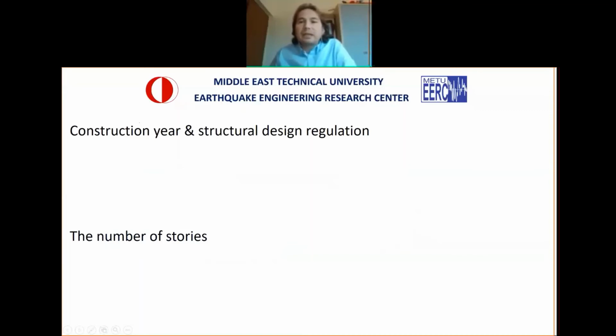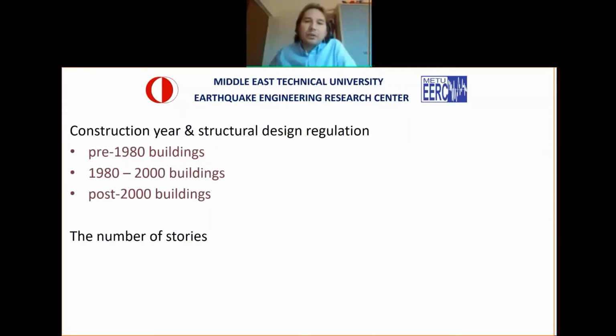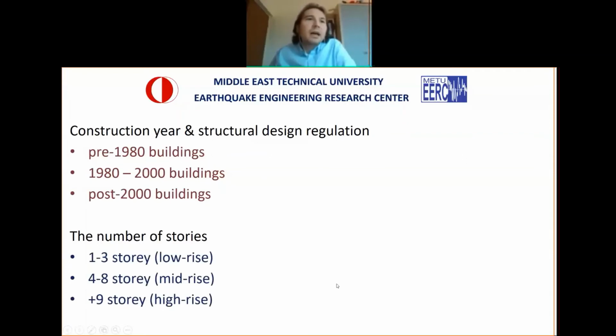Considering the resolution of the TSI data and the structural design regulation that was in effect at the time, we can classify the buildings in terms of their construction year into three: the pre-1980 buildings, which can be accepted as low-code buildings, the buildings constructed between 1980 and 2000, which can be accepted as mid-code buildings, and the post-2000 buildings, which can be accepted as high-code buildings.